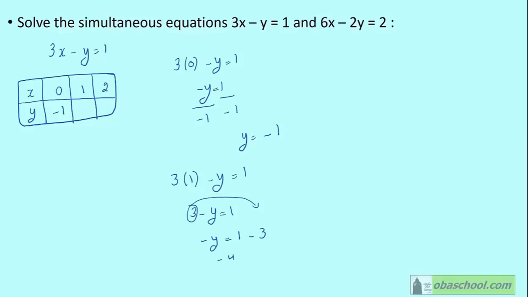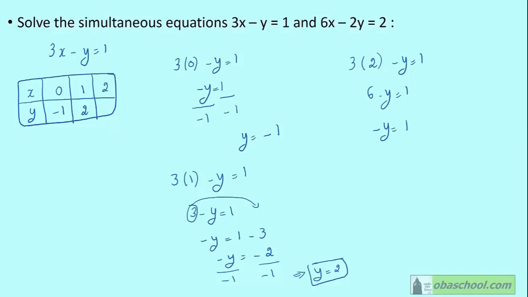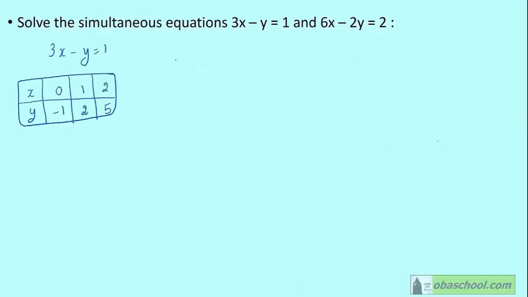So minus y is equal to 1 minus 3. So minus y is equal to minus 2. Divide both sides by minus 1. So y is equal to 2. And for the third point, 3 into 2 minus y is equal to 1. So 6 minus y is equal to 1. So minus y equal to 1 minus 6, minus y equal to minus 5, divide both sides of the equal by minus 1, so y is equal to 5. These are the three coordinates for the first straight line.